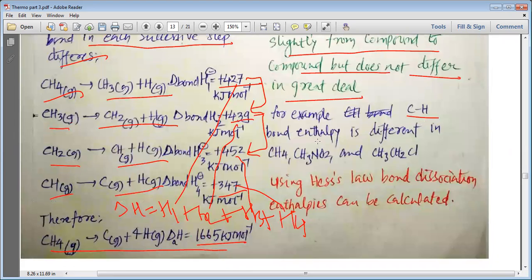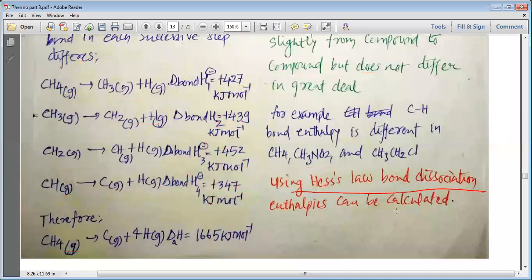For example, the CH bond enthalpy is different in CH4, CH3NH2 and CH2Cl. If you look into the data, we can come to know that the carbon hydrogen bond present in the various compounds like methane, nitromethane and chloroethane, this bond enthalpy differs from each other as far as the amount of energy or bond dissociation enthalpy is concerned.